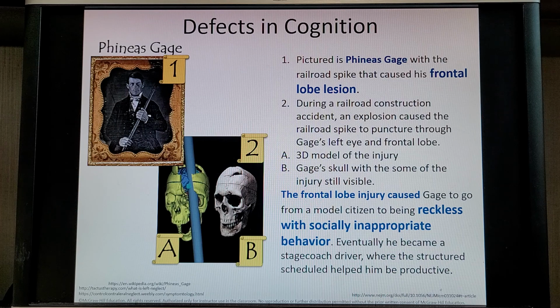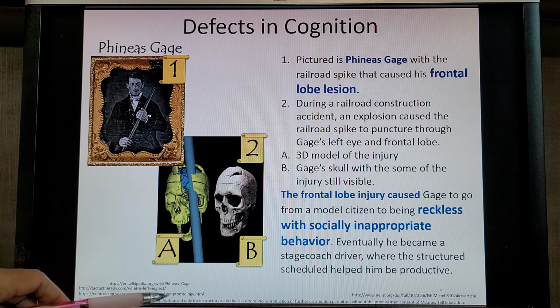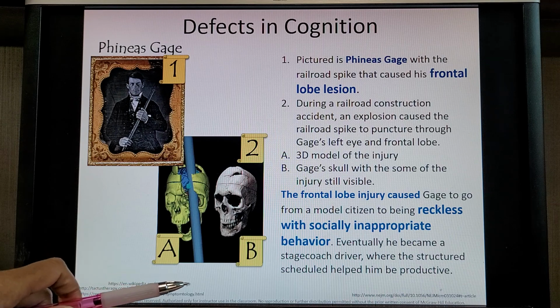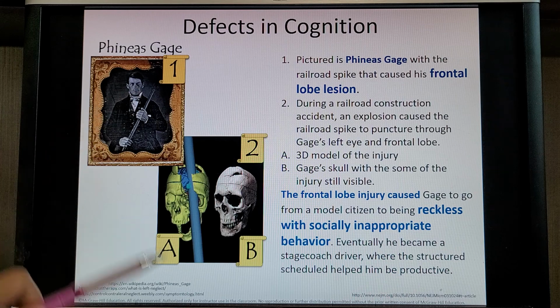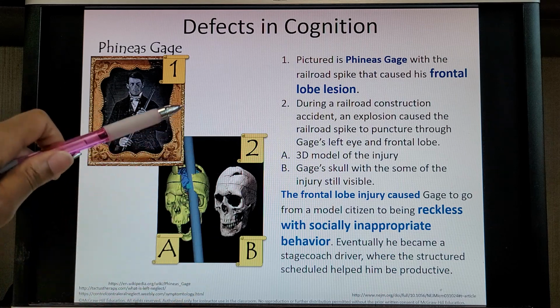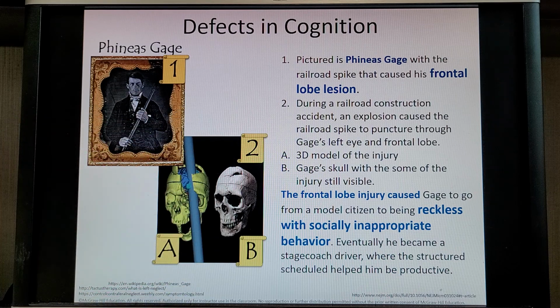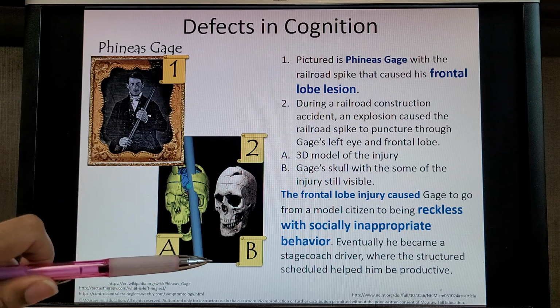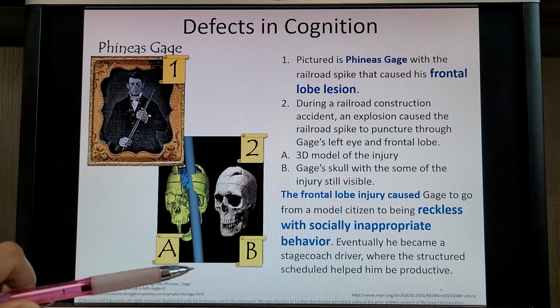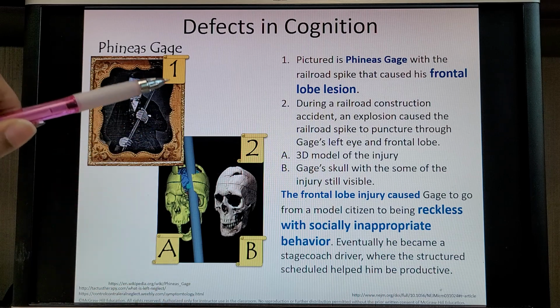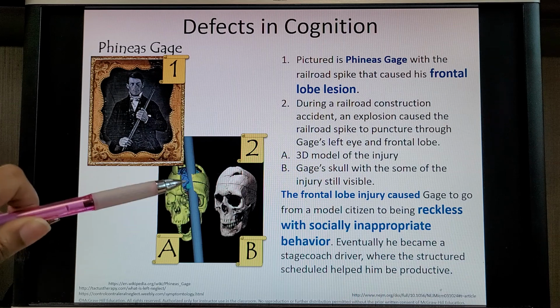Okay, so frontal lobe lesion. The guy in the picture used to work for the railroad, doing different explosion, demolition kind of stuff. Well, the rod he's holding in his hand was part of that. It was a railroad spike. The explosion went off before it was supposed to, and he was actually in the middle of checking it when it went through his left eye and part of his frontal lobe.